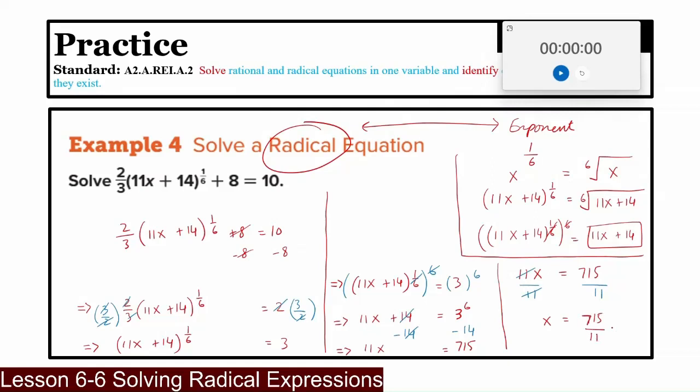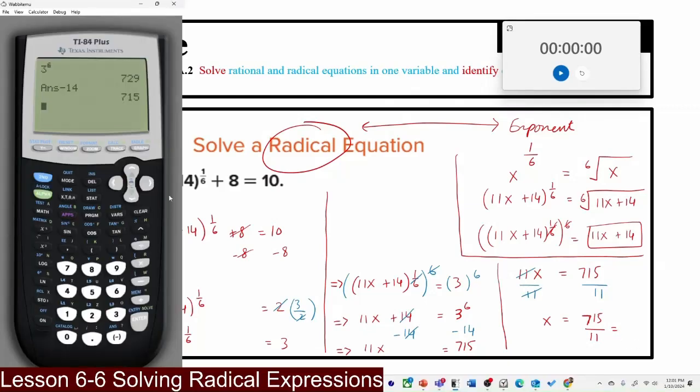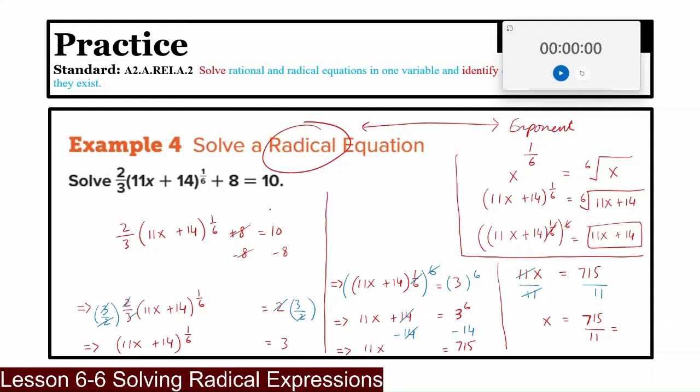divided by 11, which is the same as 65. So I get 65 as my answer. x equals 65.